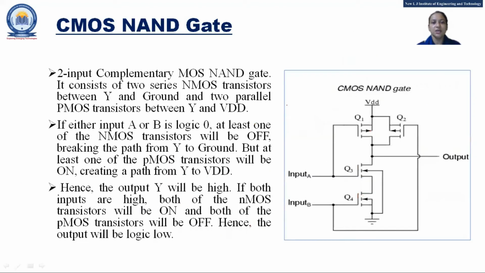Next we will see the CMOS NAND gate. Now first see this CMOS NAND gate. As we all know, the NAND gate is AB inverted. So this is the circuit for the NAND gate, that is AB bar, where AB is the dot product.